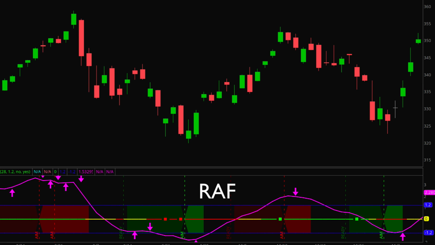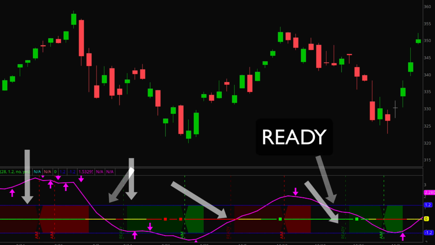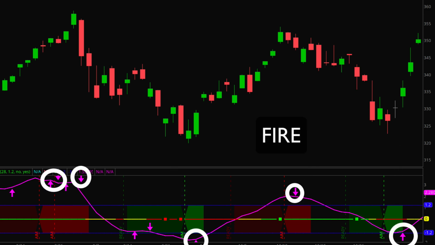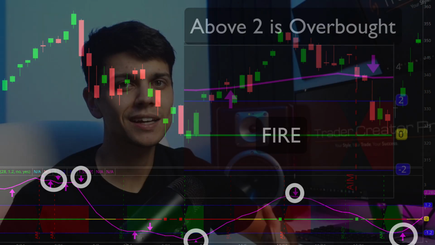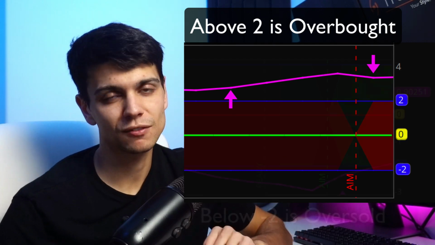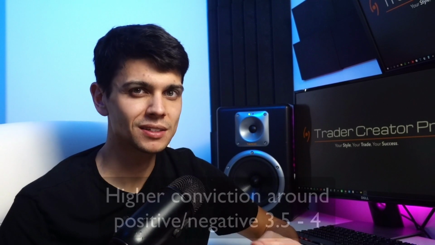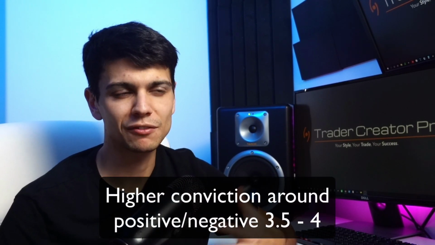It has a background on the oscillator either being black, meaning nothing, or ready, which means the reversal is getting ready. That'll be either red or green. And then it has aim, which is a brighter red or green, which means, okay, we are ready, so you need to aim. And then fire is the arrow. The oscillator above 2 is overbought, and below -2 is oversold. I have the most conviction around positive and negative 3.5 and 4.